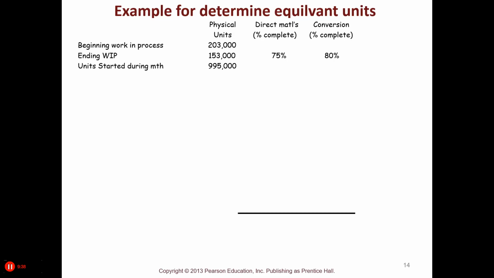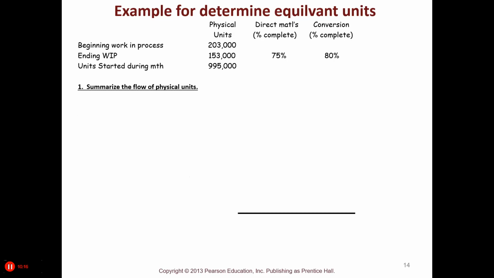Now, sometimes when you look at this, they're going to tell you when it's particularly associated with direct materials. And you always want to make sure you read the problem, because sometimes instead of giving you a percentage for materials, they'll say all the materials are added at the beginning, which means it's always going to be 100%. Or they're going to say all of the materials are added at the end of the process, and then direct materials would be 0 as it relates to ending inventory. So make sure you always look for when materials are added, and they'll tell you that in the problem.